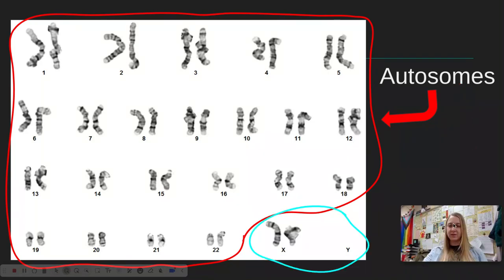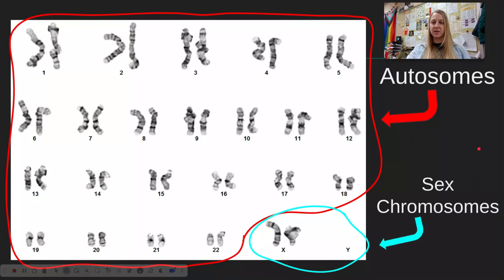Now these other ones down here, as we said before, are your sex chromosomes. So whether you have 2 X chromosomes like this person does, or you have 1 X and 1 Y, those are the different ways that it would show up.